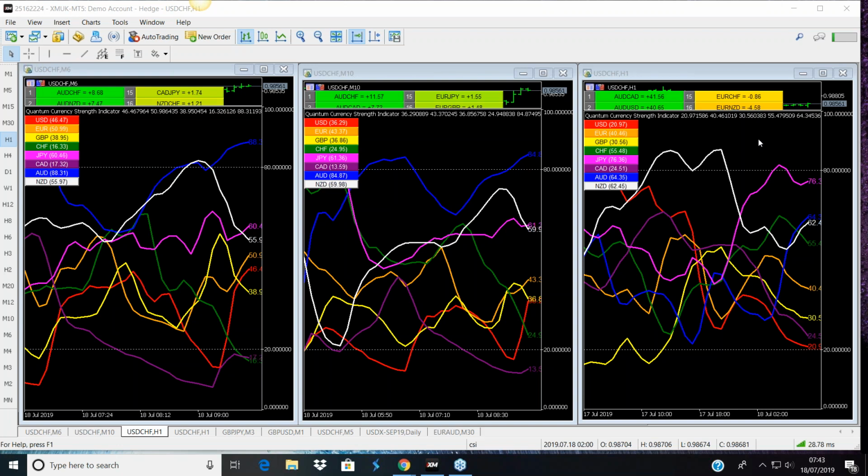And as I said, you always start with the CSI, and the first thing that catches our eye is the Aussie dollar. This is this blue line, and as you can see here, it's been rising and rising quite strongly. This is on the 6 minute. We can see it's still rising on the 10 minute, and on the hourly chart it is still rising too.